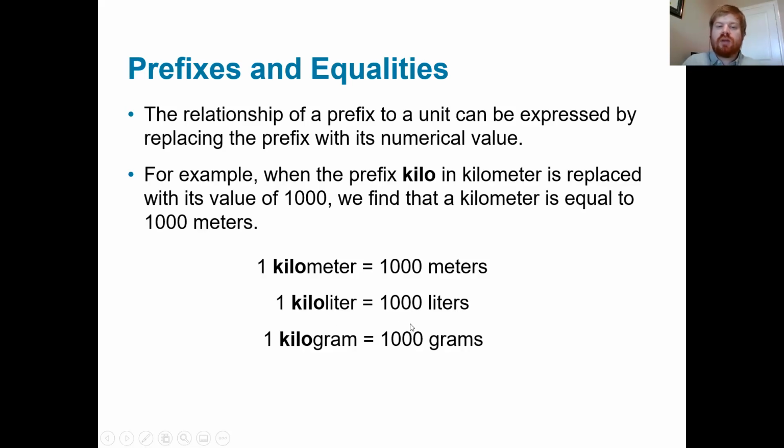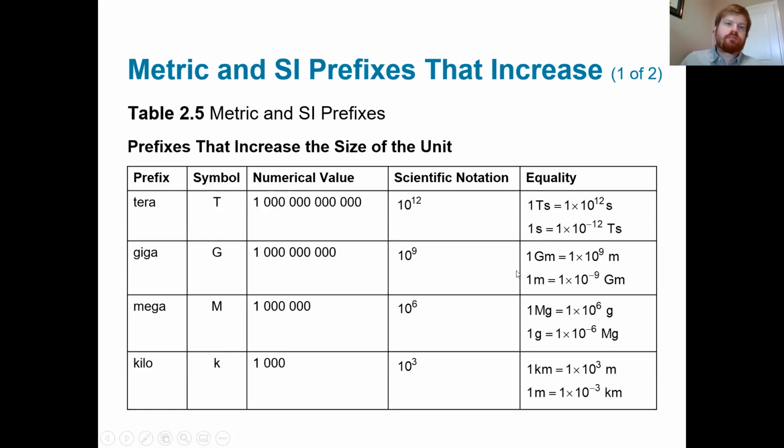1 kiloliter would be 1,000 liters. 1 kilogram would be 1,000 grams. And that's always going to be the case. So we want to make sure that we can write these equalities for each of these prefixes.